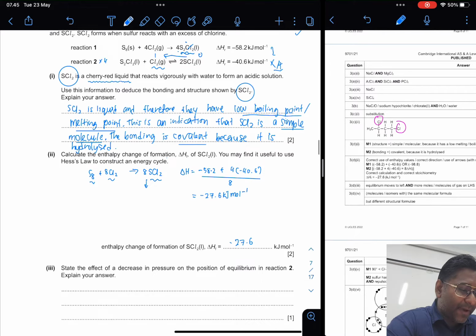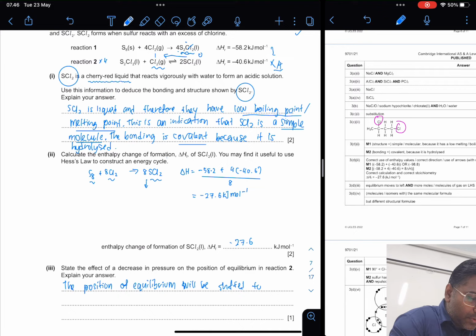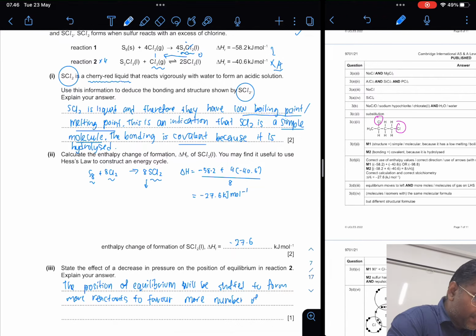So state the effect. The effect is going to be the position of the equilibrium will be shifted to the left, or to form more reactants, to favor more number of molecules.